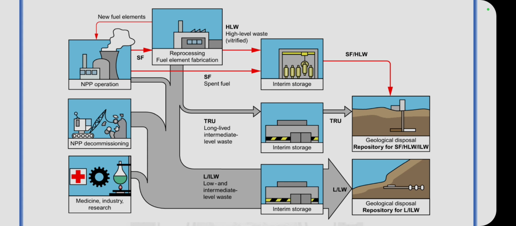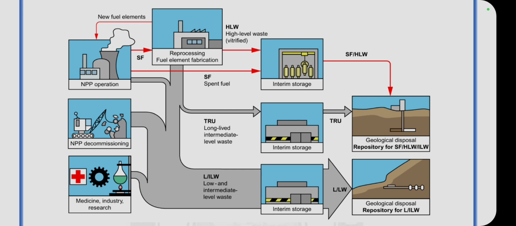So we have three separate sources: first the NPP operations, then NPP decommissioning, then medicine, industry and research areas. The SF is the spent fuel, coming from the NPP operation. Then TRU is nothing but the intermediate level waste, ILW. This also comes from reprocessing, fuel element fabrication and NPP decommissioning. Then interim storage, and finally the geological disposal repository for SF, HLW and ILW.